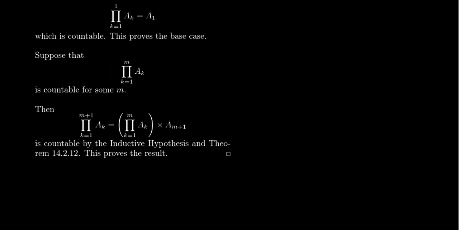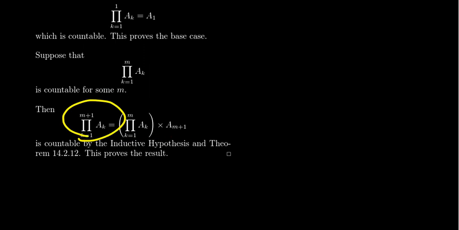Then your inductive hypothesis: assume the M-fold Cartesian product of countable sets is countable, then look at the M plus one fold Cartesian product. Well, the M plus one fold Cartesian product is the M-fold Cartesian product times the next set, A sub M plus one. By assumption, A sub M plus one is countable. By our inductive hypothesis, the M-fold Cartesian product is countable. And we previously showed that the Cartesian product of two countable sets is itself countable. Therefore, the M plus one fold Cartesian product is countable. So any finite Cartesian product of countable sets is countable.